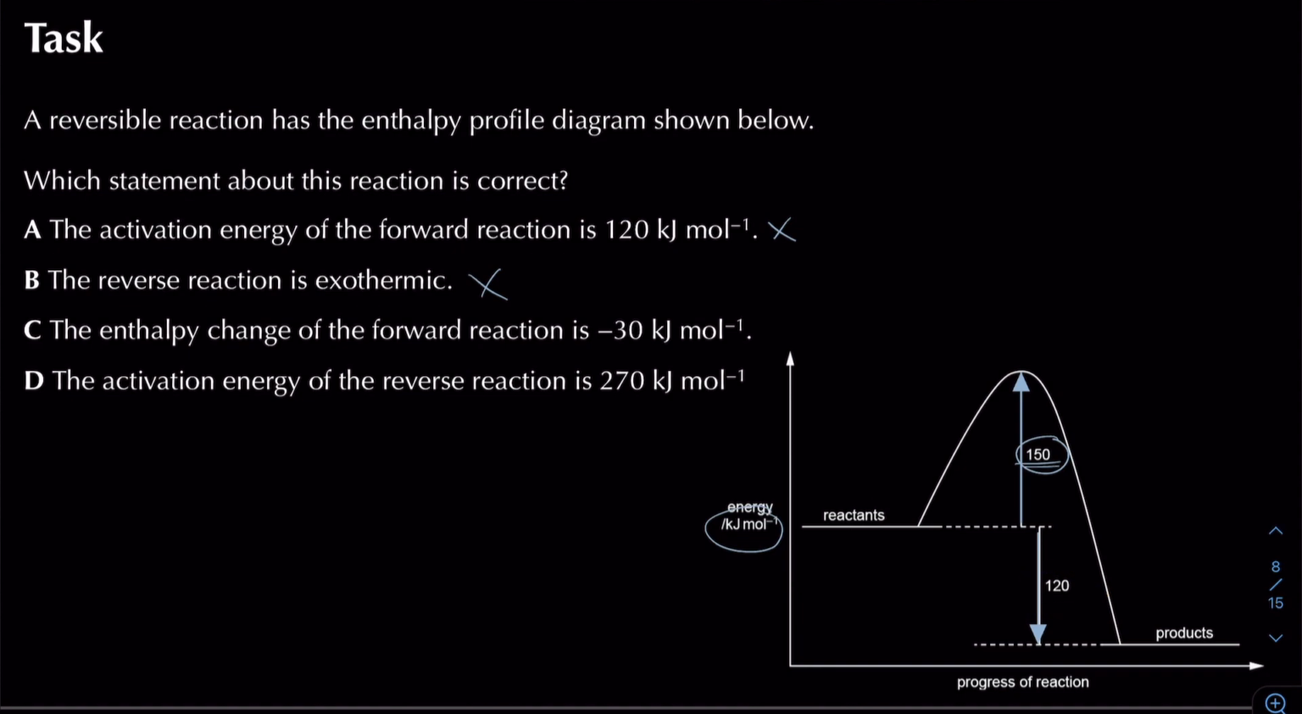That means the last one is going to be correct. The activation energy of the reverse reaction is going to be 270 kilojoules per mole. That's going to be correct because we know the distance going from here to there is going to be 120 added to 150 itself. And together, that is going to make a value of 270 kilojoules per mole. So we know the correct answer is going to be D in this case as well.